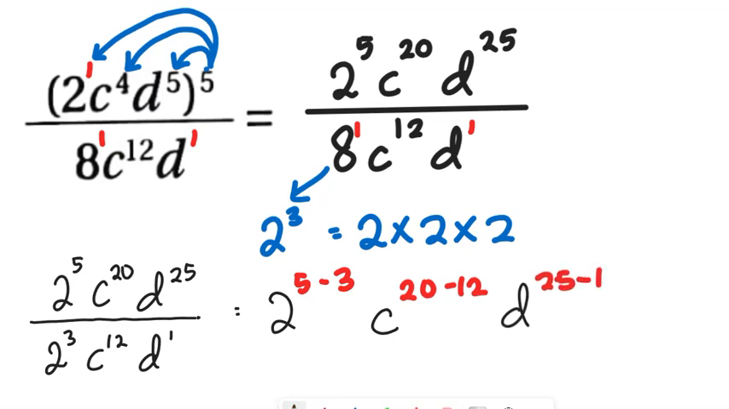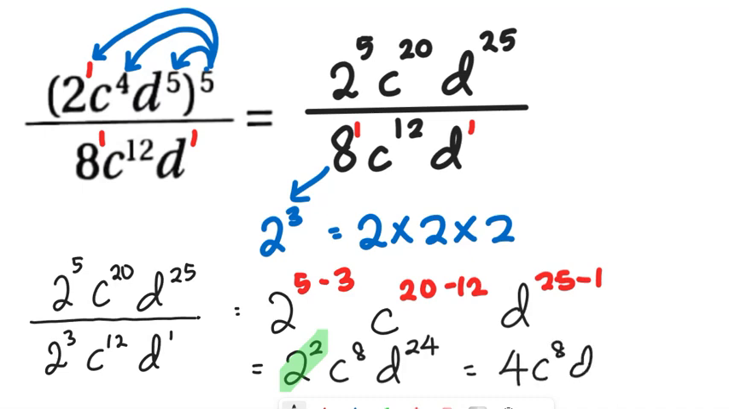So at the end what you get here is 2 to the power of 5 minus 3 is 2. C to the power of 20 minus 12 will give you 8. And D to the power of 25 minus 1 will give you 24. This 2 to the power of 2 can be solved. So 2 kuasa 2 jawapan dia 4. So 4 C kuasa 8 D kuasa 24. And this is your final answer.